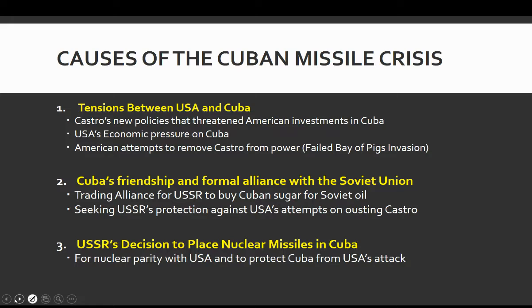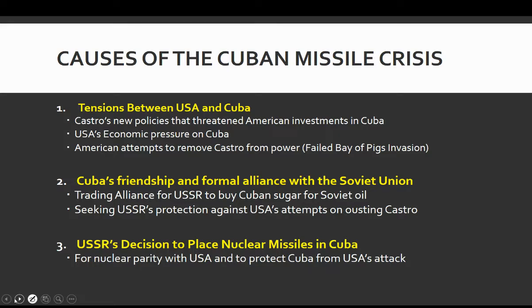By creating a trading alliance to buy Cuban sugar for Soviet oil, this led to the Cubans becoming much closer to the USSR economically and politically. The USA then realized that they now had a communist country at their doorstep. This led to the USSR looking to protect Cuba from USA's control.